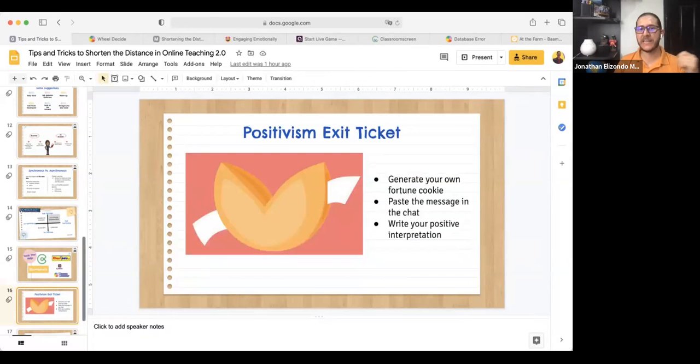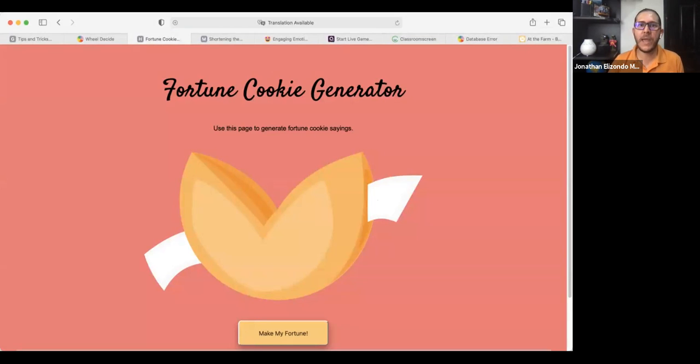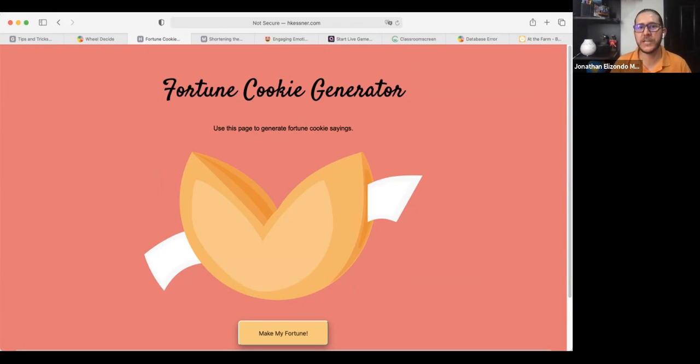So now, the last activity that I want to use with you today, and this is one that I told you about, is the positivism exit ticket. I'm going to share with you a link. Let me go there. So when you get here, you just have the fortune cookie generator. I want you to make your fortune, and it says, joys are often the shadows, cast your sorrows.